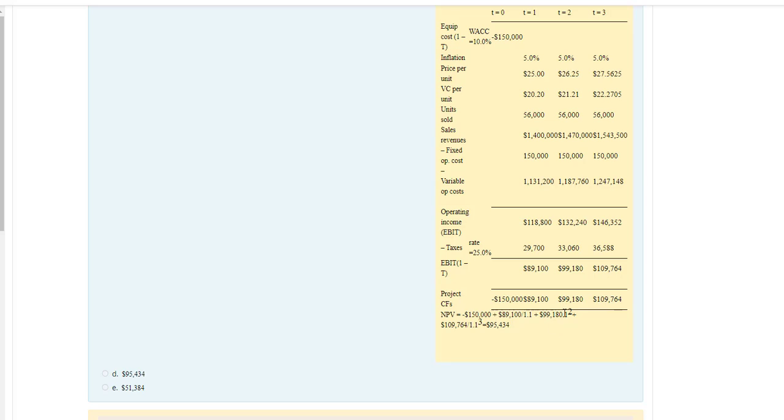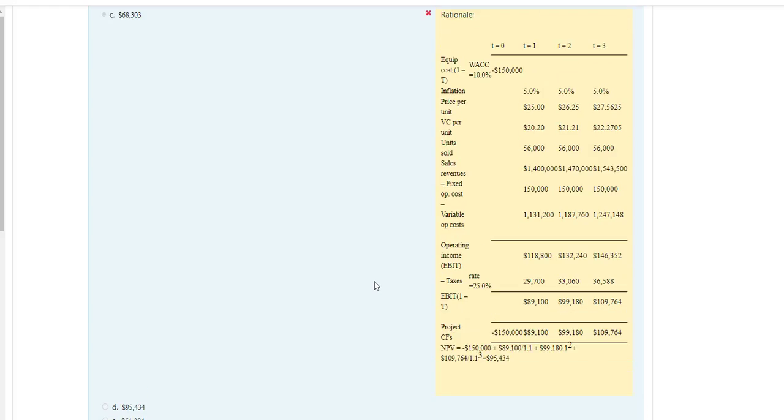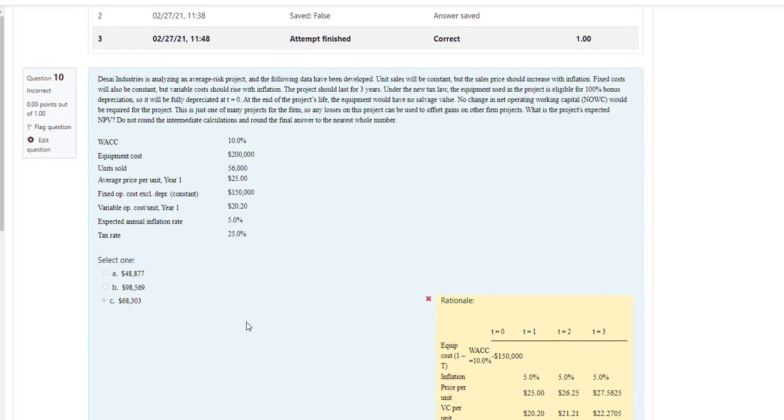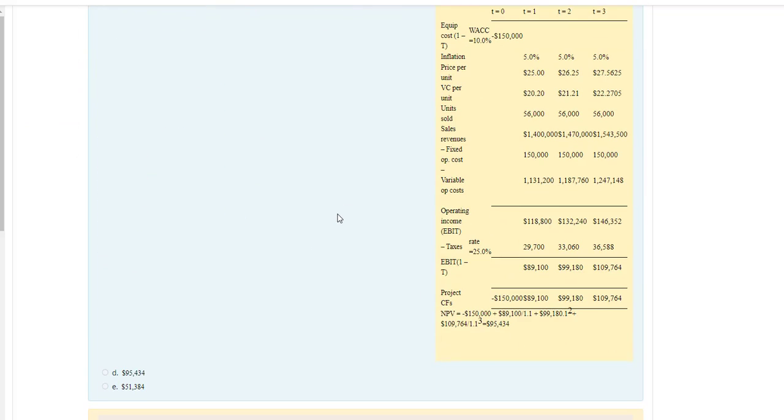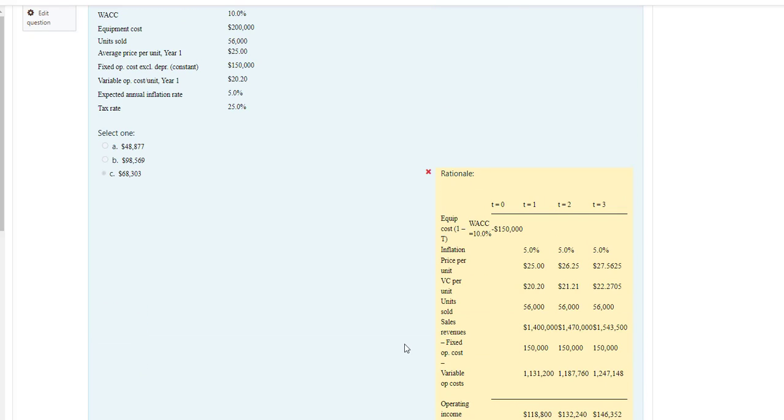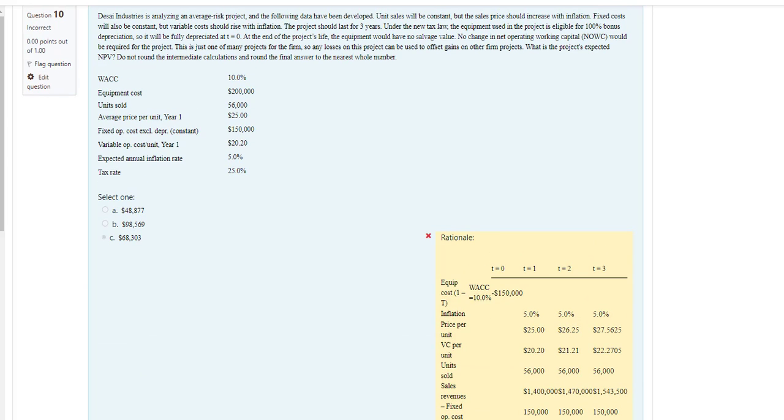This should say 99,180 over 1.1 squared plus 109,764 over 1.1 cubed. You see what's happening? This is a typo here. You got to discount this for your second year at 10%. That makes it 1.1 squared. And that's how they get this answer of 95,434. I didn't actually do the math, but anyway, I hope that helps. Okay, thank you.